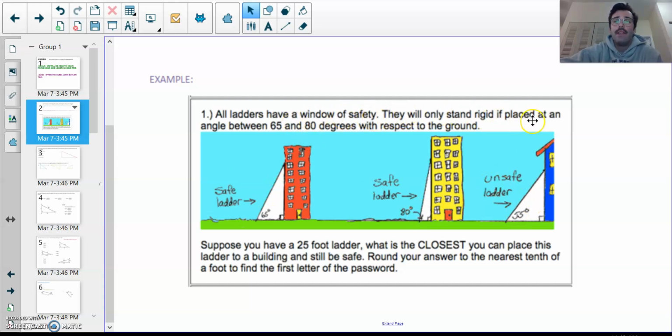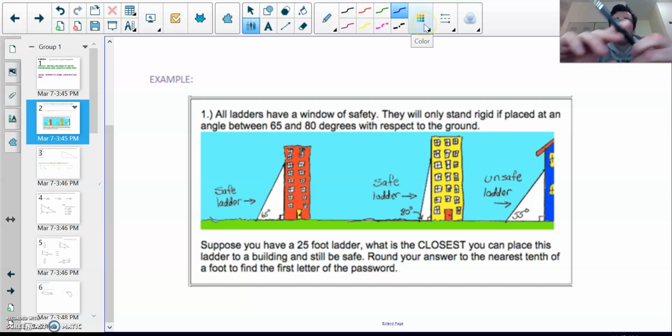Ladders will only stand rigid if placed at an angle between 65 and 80 degrees with respect to the ground. If it's at 55, then it is unsafe. Now, how could you test that? That's a great question. You could bring your handy-dandy protractor out there and measure the angle. Or you can find the angle by using the lengths of the building and the lengths of the ground. But these real life application problems are going to come up more in day 3, so we'll circle back to this later.